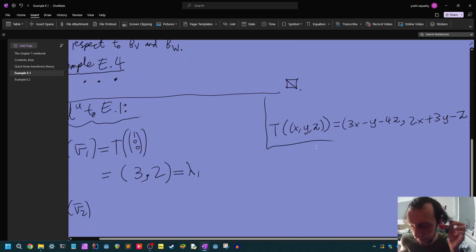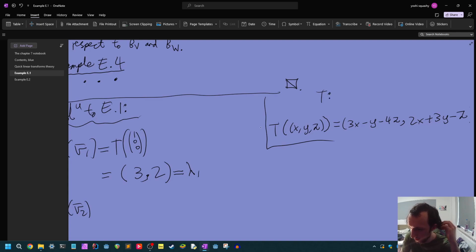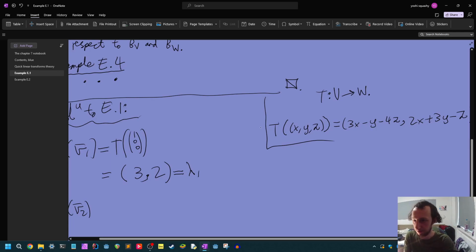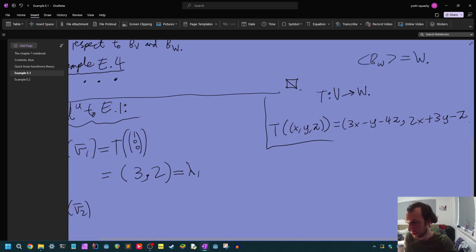Now we do this little trick that we're doing over and over again, and this is actually quite clever, I think. We know that T is going from V to W, so whatever we get is going to be an element of W. What we also know is that BW will span W by the definition of bases. Because it's a basis, by definition it's going to span it. Therefore, any element of W can be written as a linear combination of the vectors in BW. So we know this element of W, 3, 2, can be written as a linear combination.